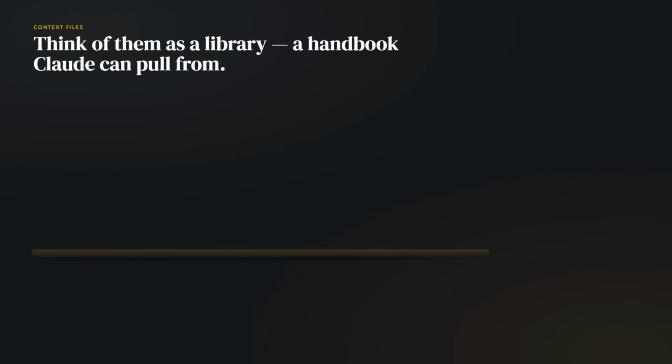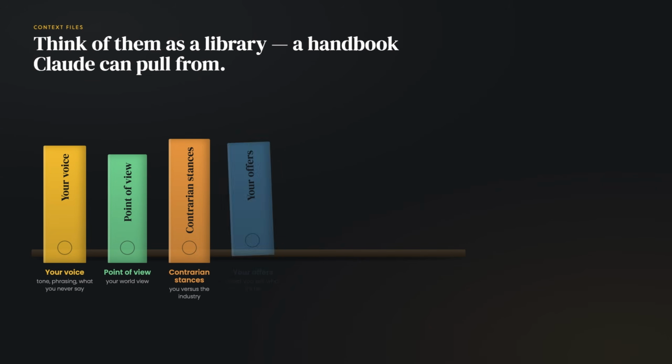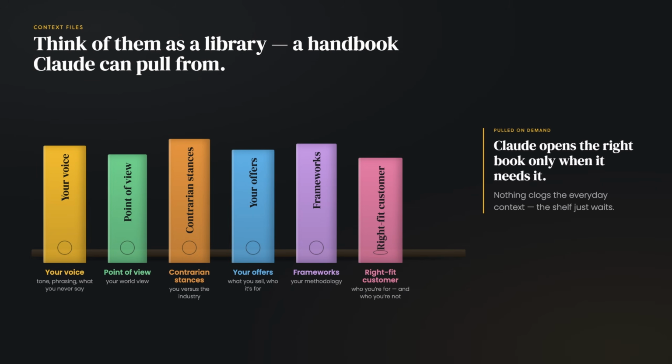Context files are like a library or a handbook. It is information about your voice, your offers, your right-fit customer or client. These are things that Claude reads, but doesn't rewrite unless you tell it to. Think of it like the company handbook. This is what makes Claude know how you think and how you write. This is what switches you from generic output to something that sounds more like how you would work and think.